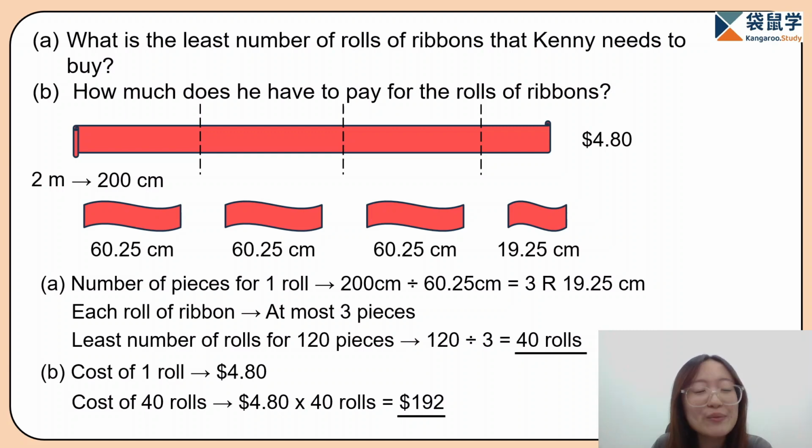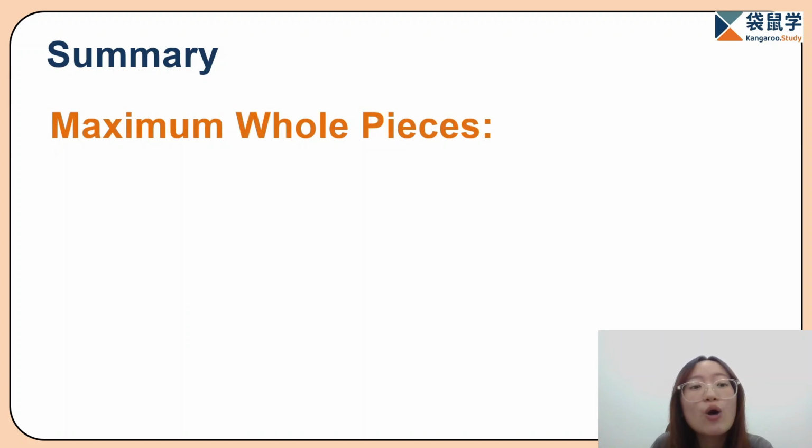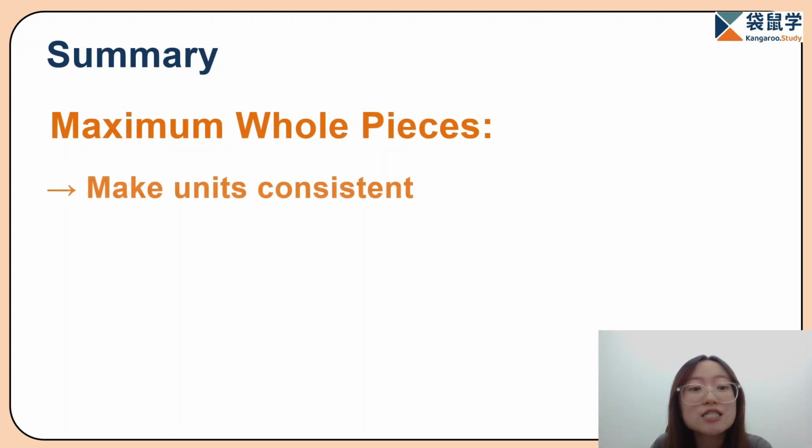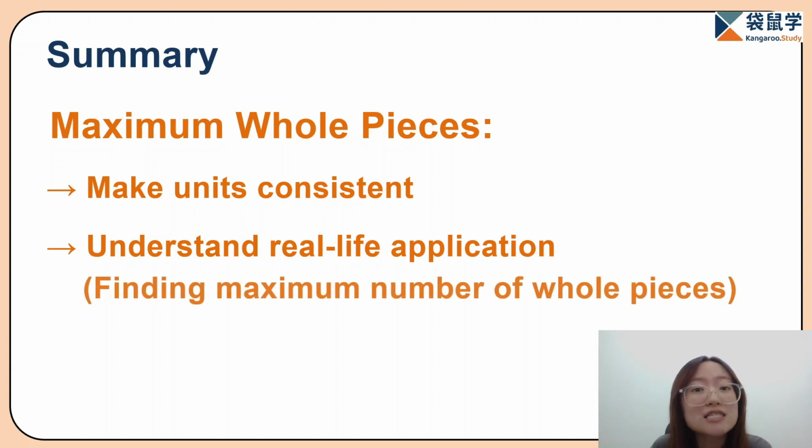Now let's summarize what we have learnt. Firstly, for this question on maximum whole pieces, we will first need to make the units consistent. All lengths should either be in centimeters or meters. And remember, this question was on ribbons and separating a roll of ribbon into smaller pieces. So we will need to understand real-life application of questions in order to know the real-world constraints. In this question, it involved finding the maximum number of whole pieces for one roll of ribbon. And we are done with this question.